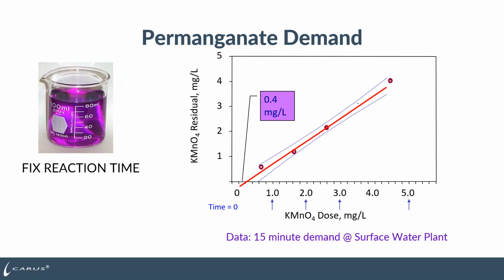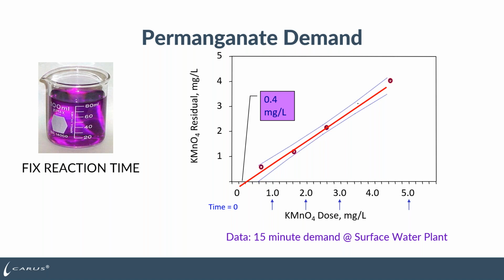So after you've done this set time and came back and measured the residual, so in this case, it was a 15-minute demand in a surface water plant. And in the jars, they dosed 1, 2, 3, 4, and 5 milligrams per liter. Came back and measured the residual, and you'll have how much permanganate was left in the jar. Based on that curve, you can see that there is some flexibility, but roughly what this jar test showed was that if you fed permanganate and came back and measured permanganate residual after 15 minutes, you would typically consume about 0.4 milligrams per liter of permanganate.